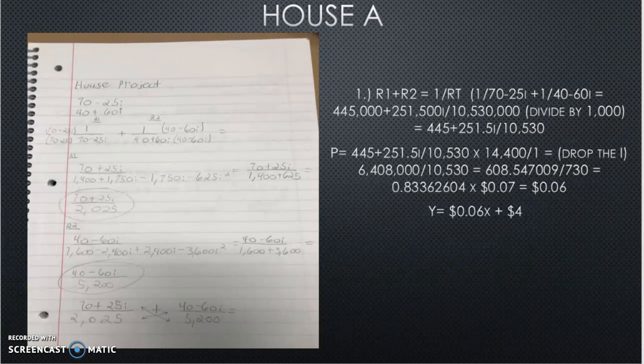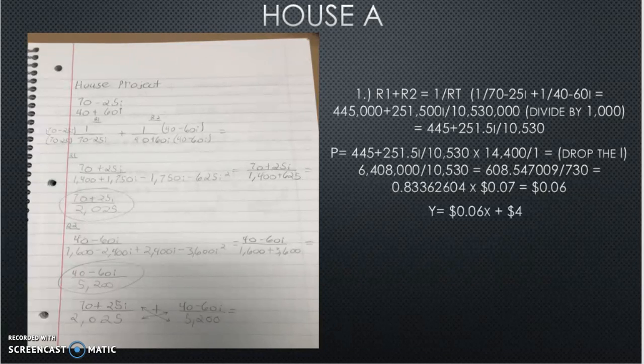and I ended up using 1 over 70, which is the resistor, minus 25I, which is the capacitor, and plus 1 over 40, which is resistor 2, and plus 60I, which is the inductor. And then that would equal R total.